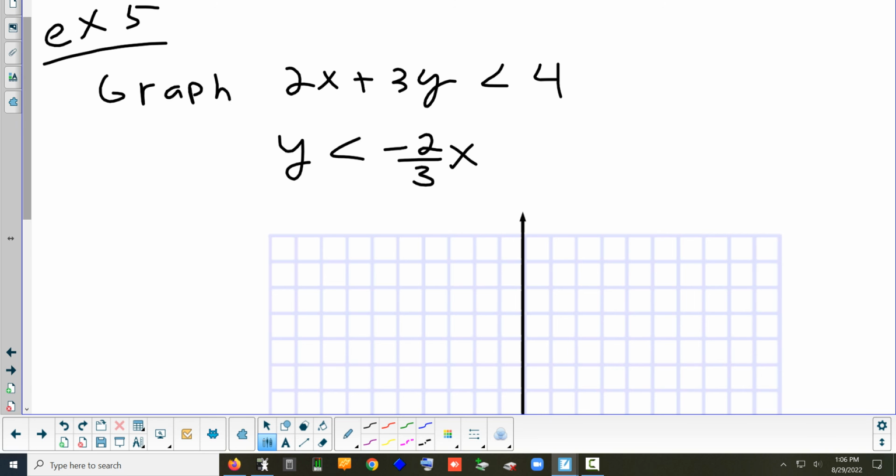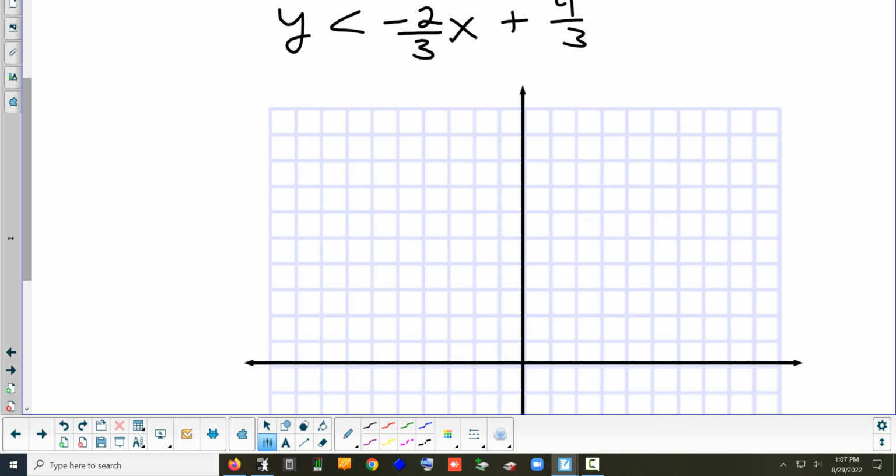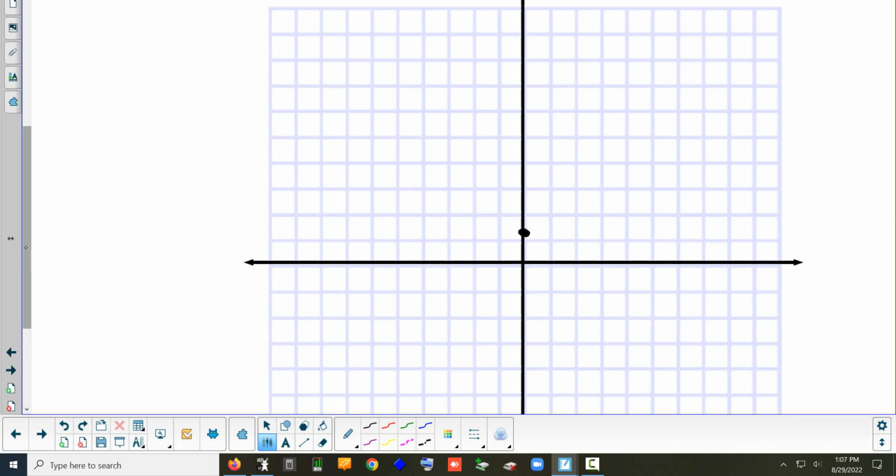So my slope would be negative 2/3. And my y-intercept, you tell me, what would my y-intercept be? 4 what? Plus, but we'd also have to divide by 3. 4/3. Yeah. Okay. So what I would do is just put a couple points. So you've got 4/3 is your y-intercept. Now go down 2 and right 3. So down 2, right 3. Down 2, right 3. Good enough.